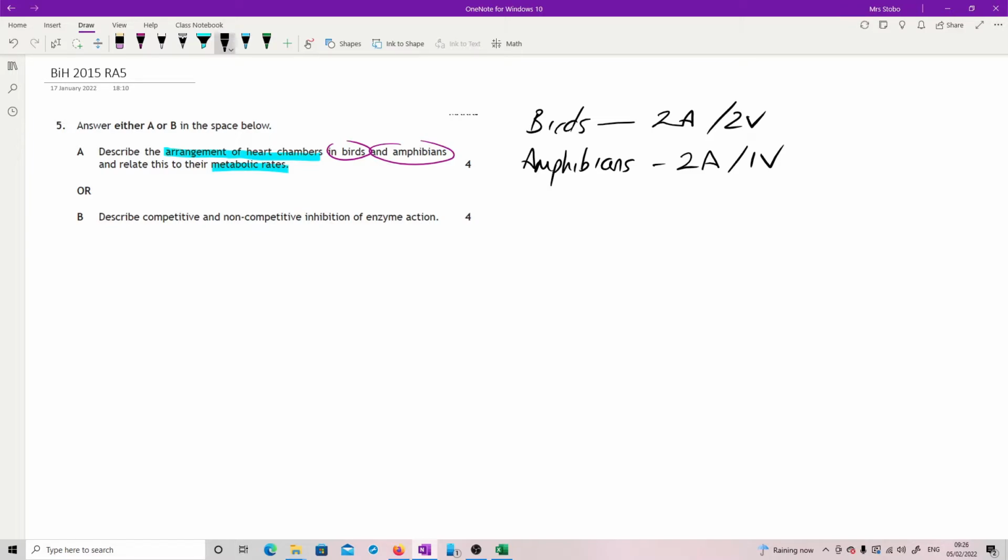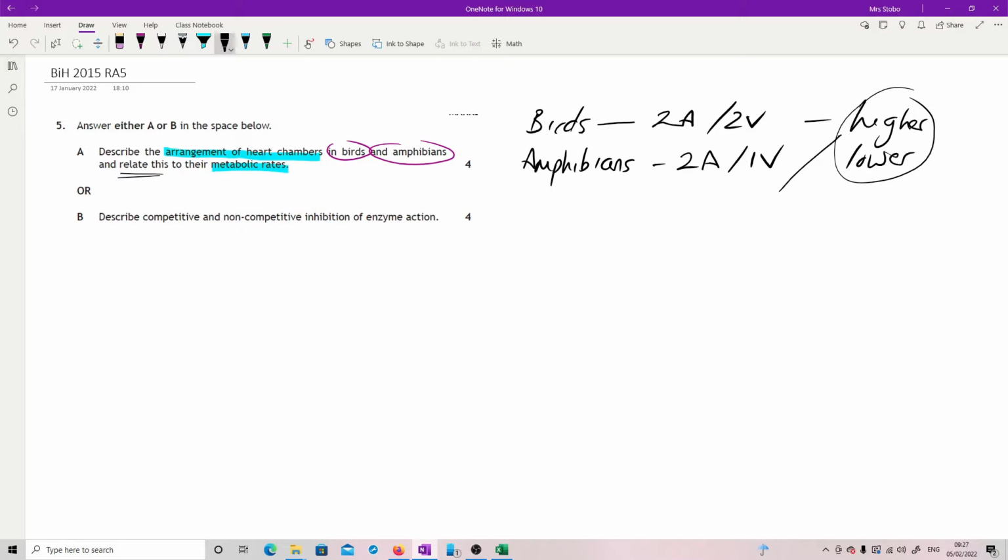We then have to say about metabolic rates. So you want to link for the birds that they have high and the amphibians have lower. So that, or higher, lower. If you've got that in, that's another mark. And then you need to say relating it to their metabolic rate. So we want to actually relate the fact that the birds have the higher metabolic rate and how the 2 atria, 2 ventricle arrangement helps them.